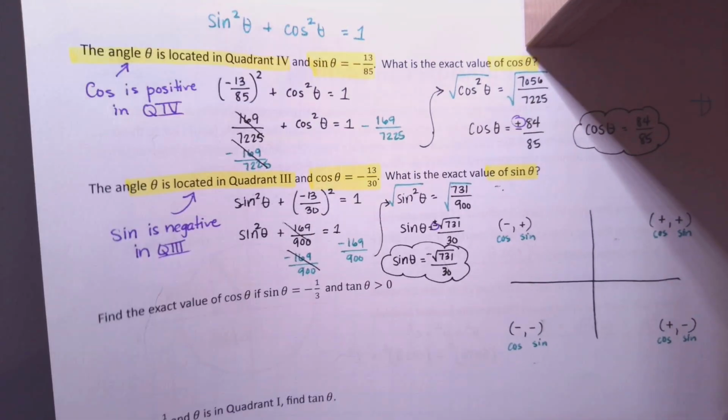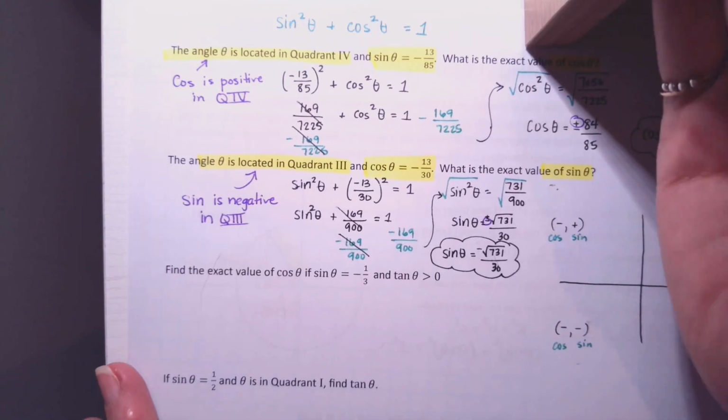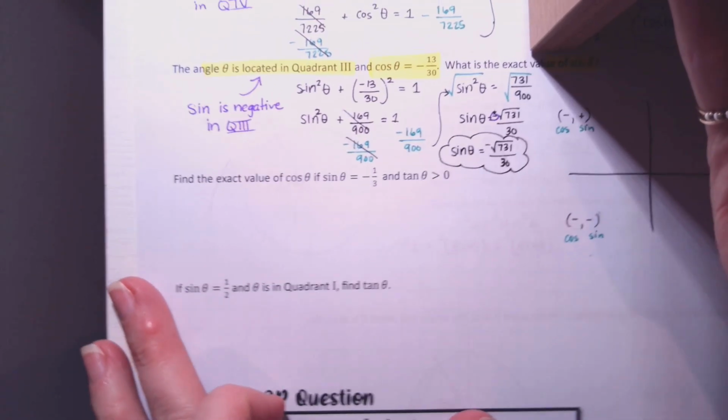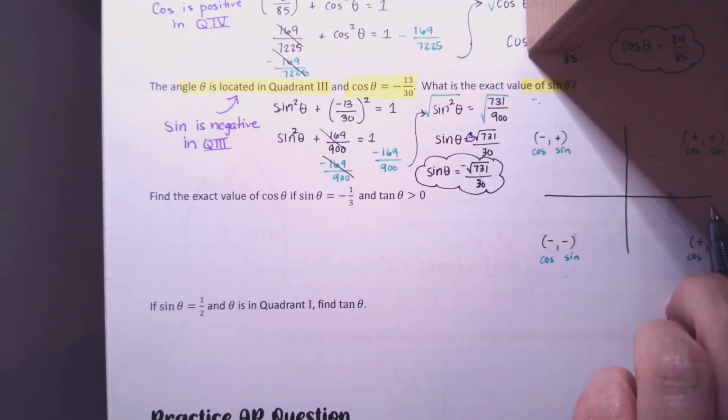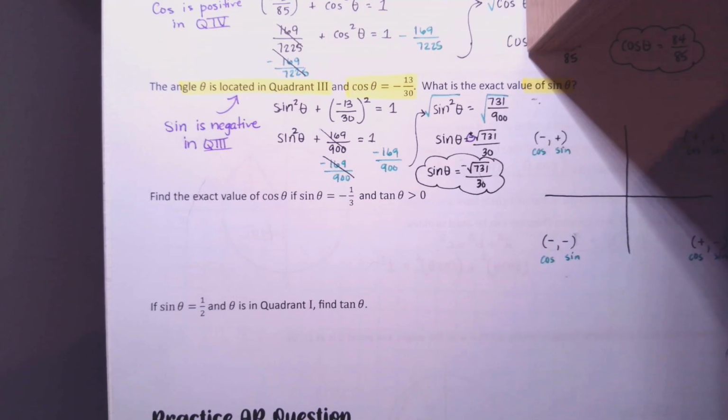All right, next up, find the exact value of cosine. Sorry, I was trying to lift up my camera. If the sine is negative 1/3 and the tangent is greater than 0.